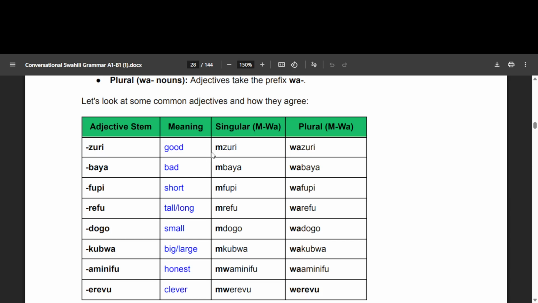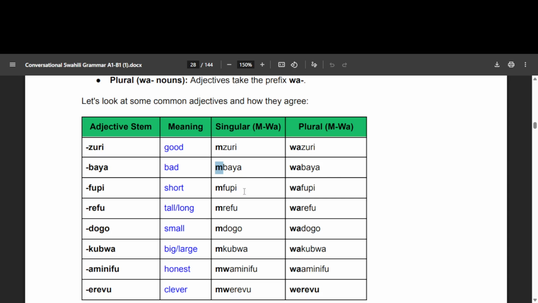Now, for Mu-A, it is mzuri because we're talking about a person. Mtu mzuri, a good person. And here we have wazuri. People are good if they're many. Watu wazuri, good people. Mbaya. Notice how I read this. Mbaya. There is no vowel here. So you don't say mabaya or mebaya. No. Say mbaya. Then many, wabaya.